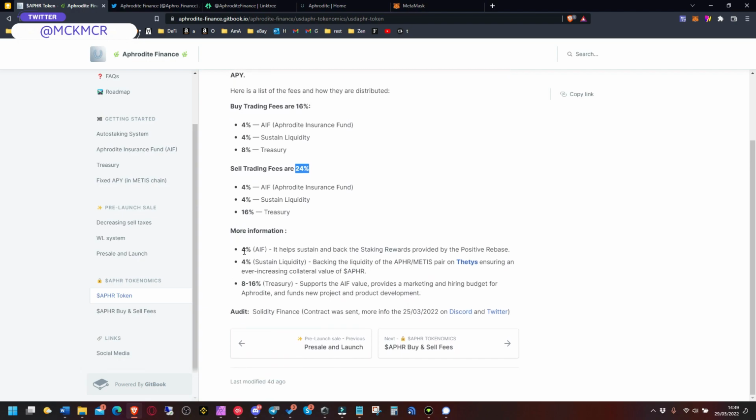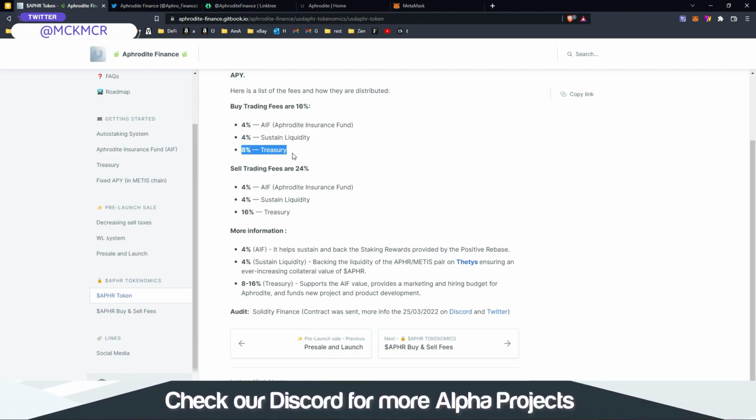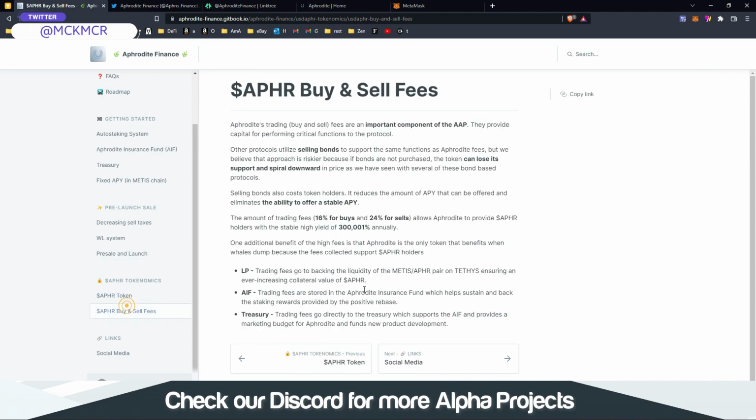So as you can see, from, let's say, the 16% here, 4% goes to the insurance fund, 4% to liquidity, 8% to the treasury, and on the sale 16% goes to the treasury, much more, just to continue supporting the protocol.